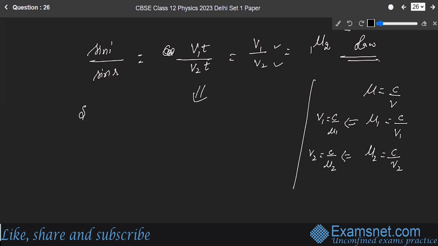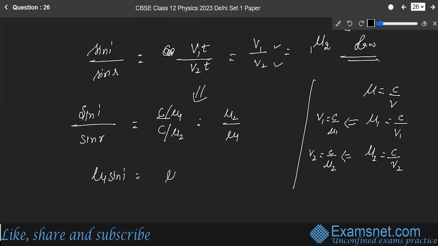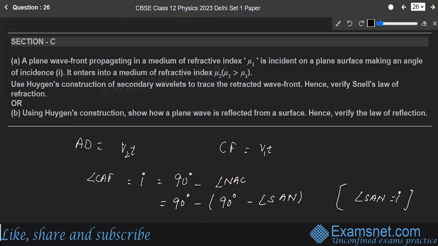So now sine I upon sine R is equal to C upon mu1 divided by C upon mu2. So this will be equal to mu2 upon mu1. That means mu1 sine I is equal to mu2 sine R. I hope this is absolutely clear. Okay, now the second part. It says, using Huygens construction, show that a plane wave is reflected from a surface, and hence verify the laws of reflection.